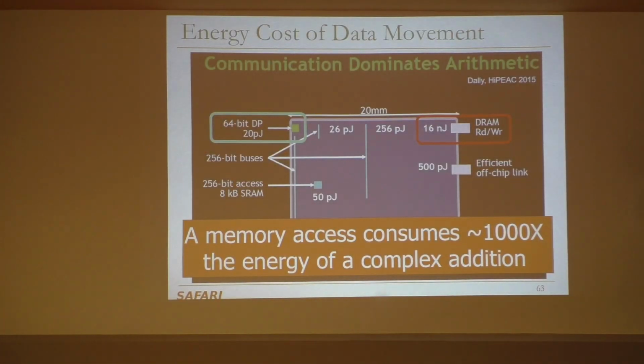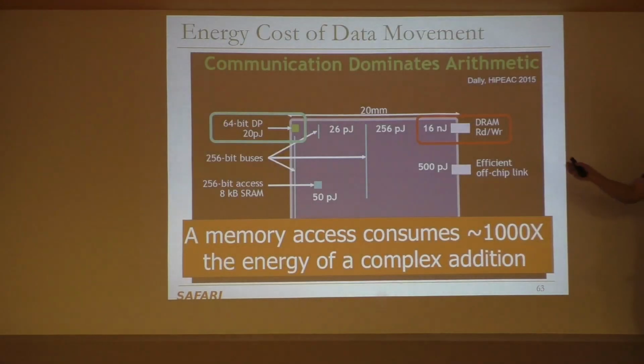These are slides I borrowed from Bill Dally's presentation at HiPEAC in 2015. Basically, these are all data values, so you can argue with all of these, but the trends remain the same. He shows that a 64-bit double precision floating point operation is 20 picojoules in terms of energy. A single DRAM read or write is 16 nanojoules. That's like 800x, and I exaggerated making it 1000x over here. That's three orders of magnitude difference.